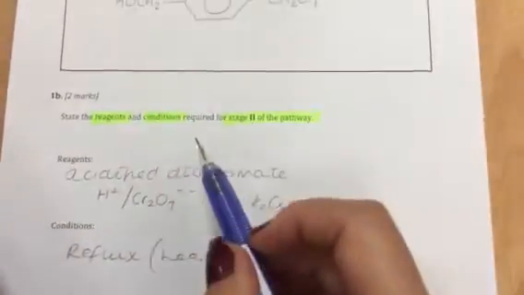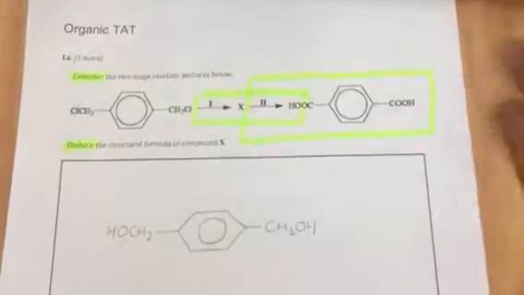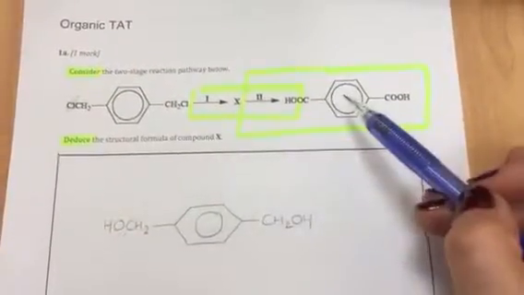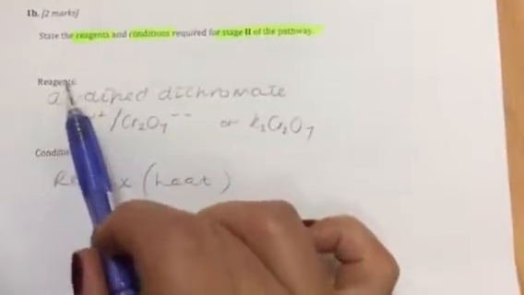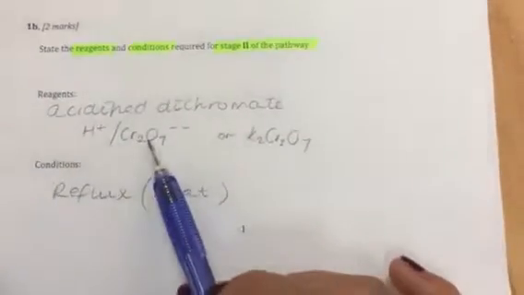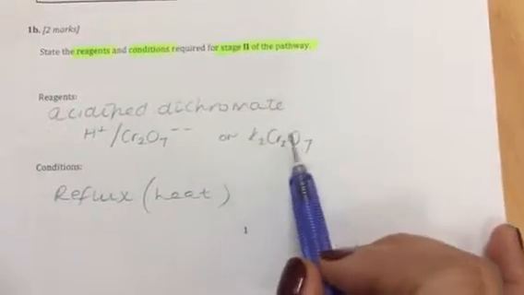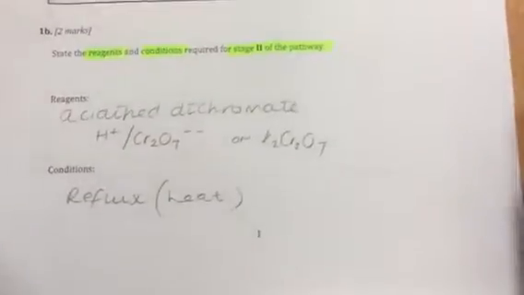The next question is simply knowledge. State the reagents and conditions for the second stage of the pathway. If you don't know what this second stage of the pathway is involving, that makes this question quite difficult. So the second stage, going from an alcohol to a carboxylic acid, is an oxidation. So the reaction is going to need reagents that are acidified dichromate. Acidified, so your H plus ions, and your dichromate ion, your Cr2O7 2-, or you could indicate that it's potassium dichromate, or you could even use sodium dichromate, but those would be the actual chemicals that you would need to add.